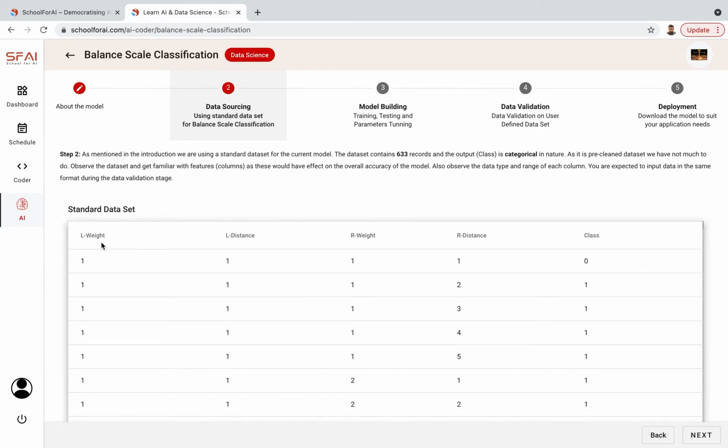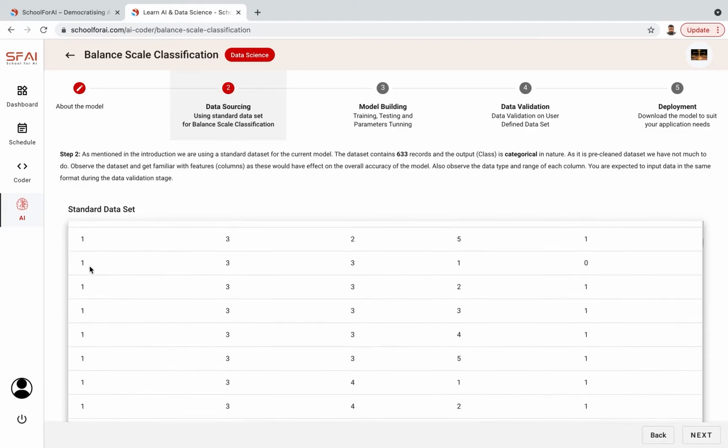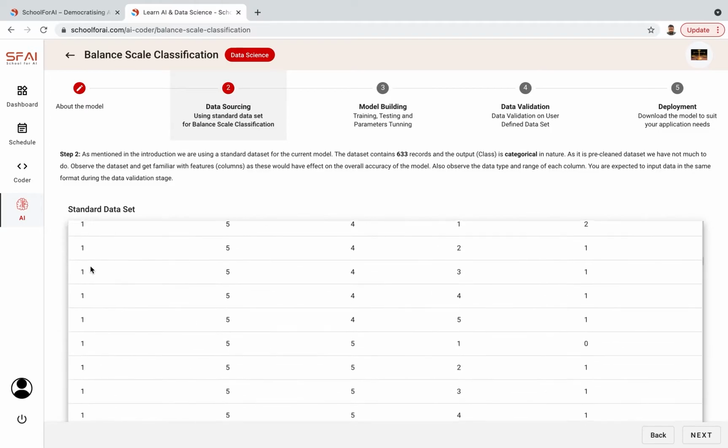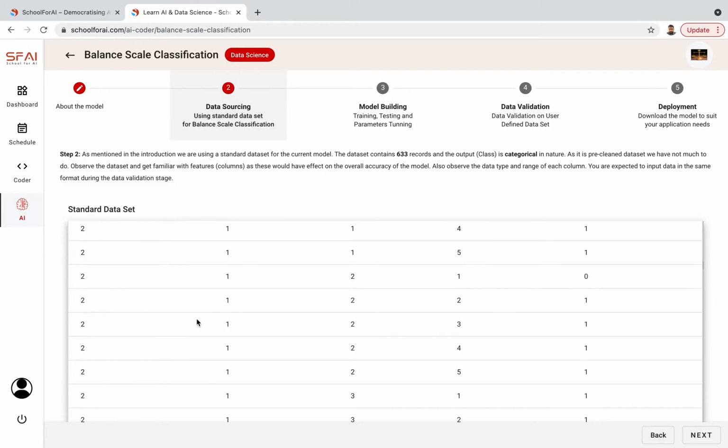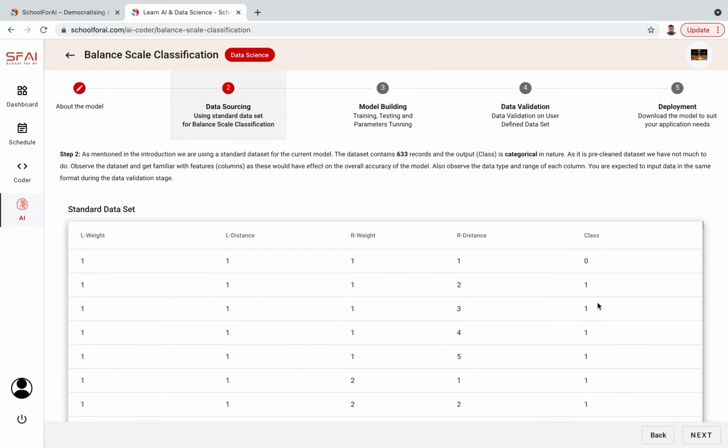Here we are defining the data set: L weight, L distance, R weight, R distance, and class. As I mentioned, the weights should be in grams. They were converted into categorical values of 1 and 2, and so you could see that all the 4 are completely categorical data, including the target variable of class. This is a supervised learning.